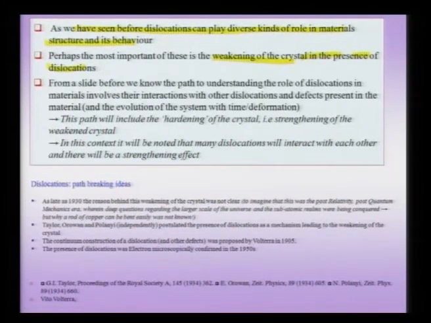We also noted from the previous slide that the path to understanding dislocations in materials involves their interactions with other dislocations and defects present in the material. This is an important thing we have noted so far, along with the evolution of the whole defect structure with time and with the deformation. It is not like the defect structure is constant: dislocations are moving, they are leaving the crystal, there are interactions between dislocations, there are fresh dislocations being created, and other kinds of point defects being created. So, the whole picture is a dynamic picture evolving in time, and obviously this time is the time scale of the deformation.